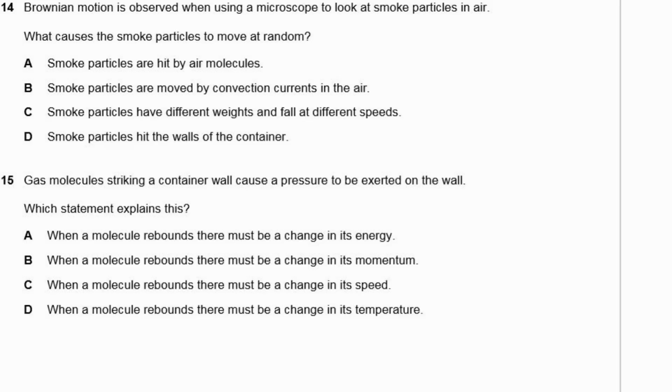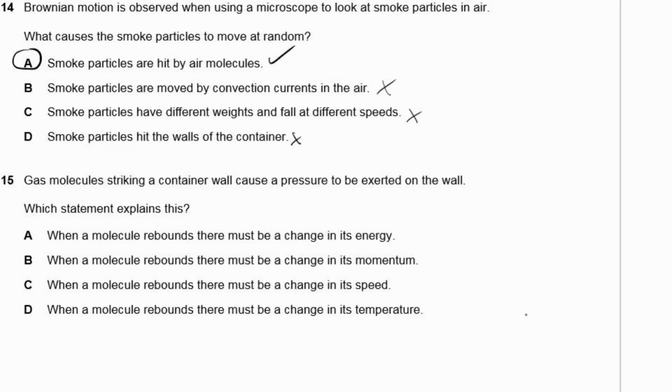14. Brownian motion is observed when using a microscope to look at smoke particles in air. What causes the smoke particles to move at random? Well, A, smoke particles are hit by air molecules. Absolutely true, that's a good possibility. B, smoke particles are moved by convection currents in the air. Yes, but not in a way that you'd see them through a microscope. C, smoke particles have different weights and fall at different speeds. They do, and they do. It's not what we're looking at there. D, smoke particles hit the walls of a container. Though they do, it's not relevant, however. So the answer is A.